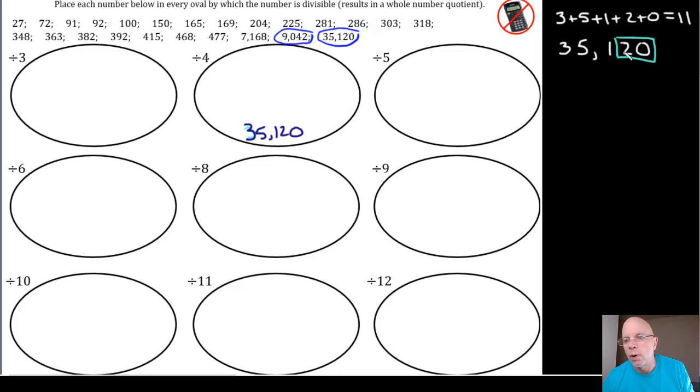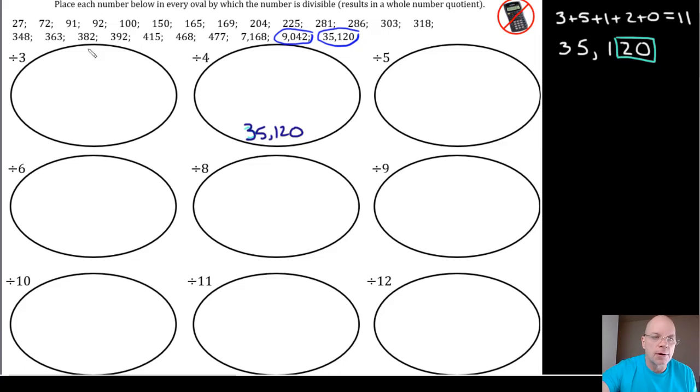The reason this rule works is every 100 is divisible by 4 because 100 is 25 fours, and every 1,000 is just 10 hundreds. So everything from the hundreds place on up is for sure divisible by 4, and we only need to concern ourselves with the number formed by the tens and ones digits.